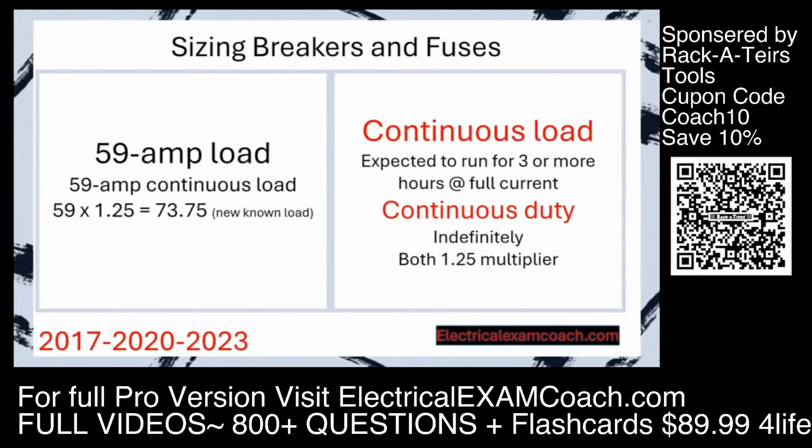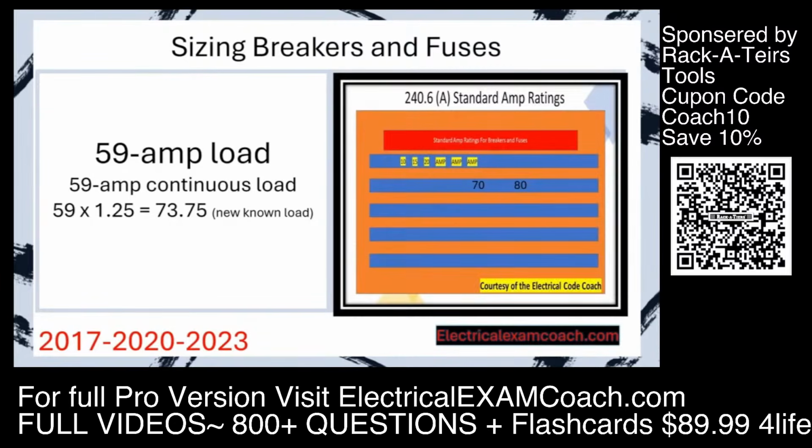What we would do is we would take our 59 amps, multiply it by 1.25, then we have a new known load of 73.75. That old load is gone, the 59 is gone, the 73.75 is our new known load, and that's what we would go size our breaker and subsequently our wire by. How we would do that is head to table 240.6(A). We're going to look at the next standard size. So we're above 70 and it jumps to 80, and we would put this on an 80 amp overcurrent protective device.